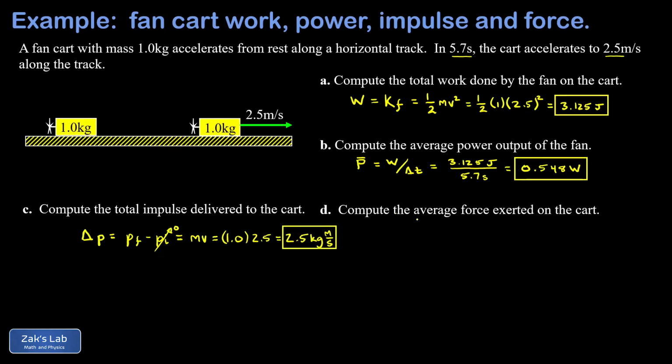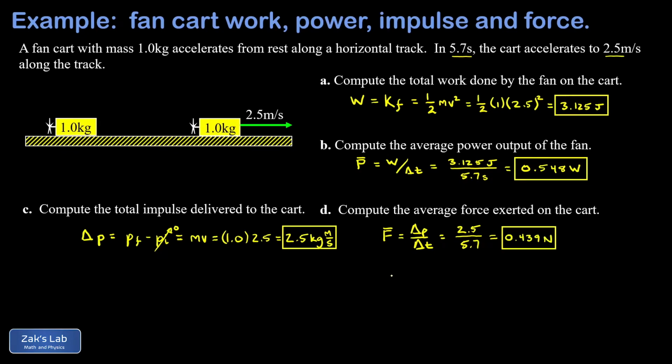Finally, in part D, we're asked to compute the average force exerted on the cart by the fan. Well, the average force is just the rate of change in momentum. So it's our change in momentum, delta P, divided by delta T. So we take our answer from part C, 2.5 kilogram meters per second, and we divide by how long it took, delta T, that was 5.7 seconds. To 3 significant digits, this gives us 0.439 newtons.